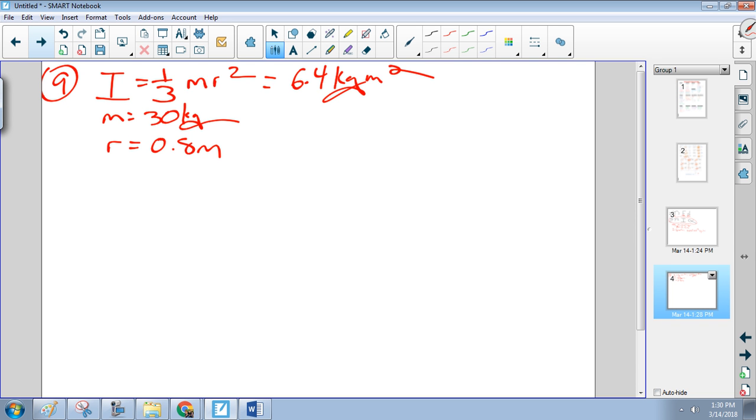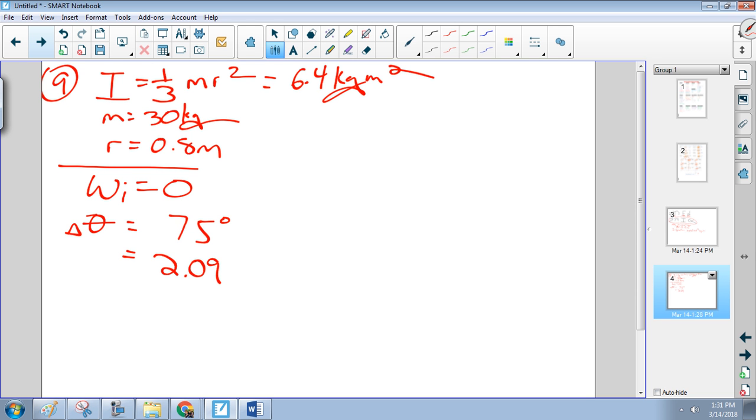All right. It says the door is swung with a constant acceleration from rest, swung from rest through an angle of 75 degrees. What should I do with that 75 degrees, you guys? Convert it to radians, right? So that's going to be my delta theta. When you convert it, it gives you, is it 2.09 radians? Is that right?